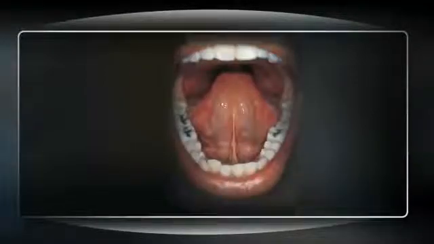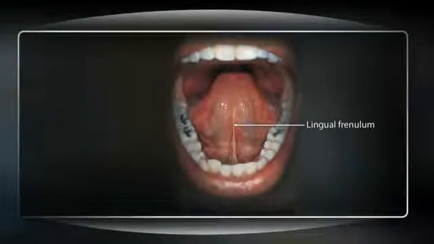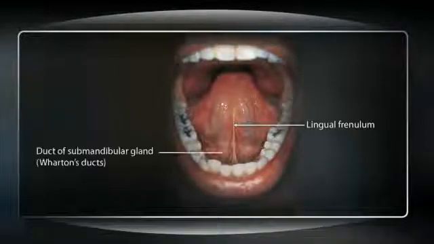The undersurface of the tongue has no papillae. Note the midline lingual frenulum that connects the tongue to the floor of the mouth. At the base of the tongue, the ducts of the submandibular gland, known as Wharton's ducts, pass forward and medially. They open on papillae that lie on each side of the lingual frenulum.